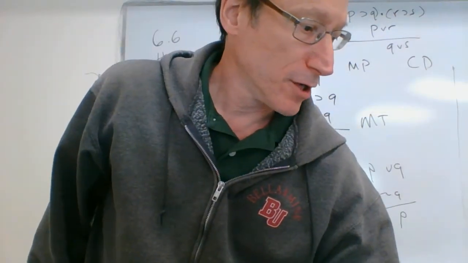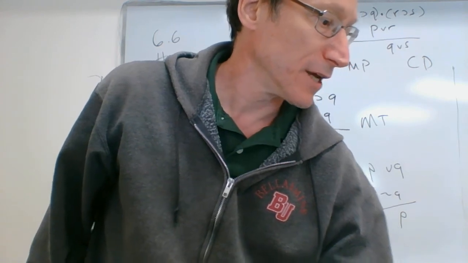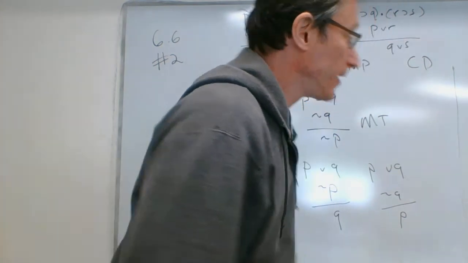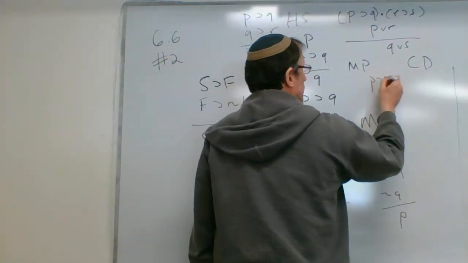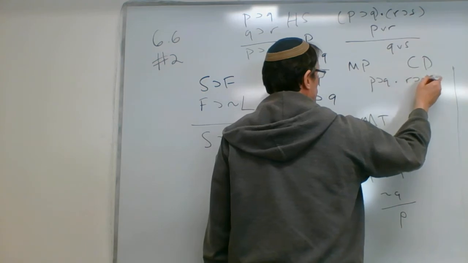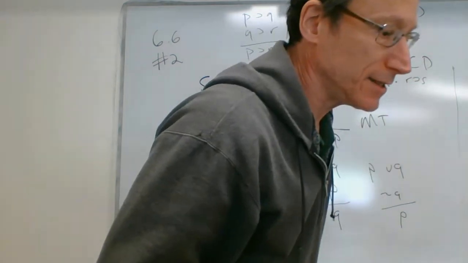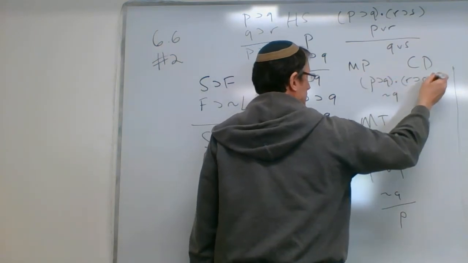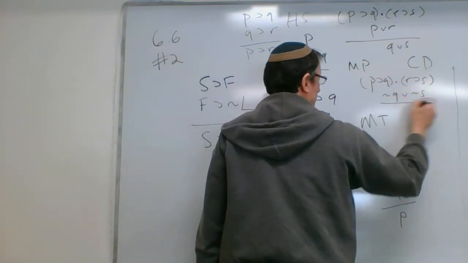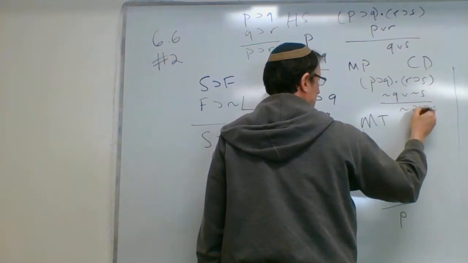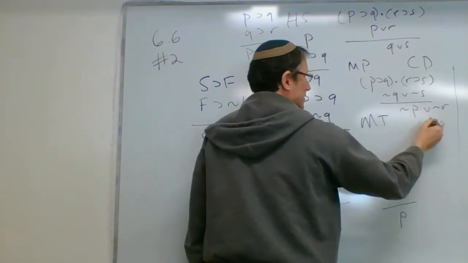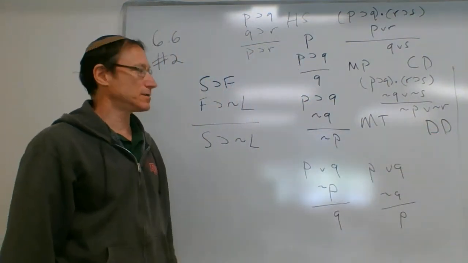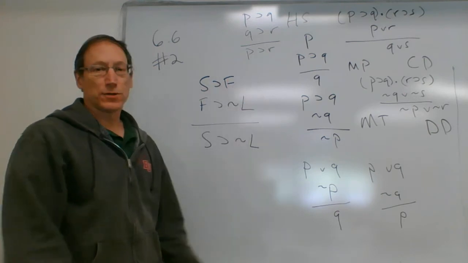Those are the valid argument forms. You also have destructive dilemma. Destructive dilemma is where you have P horseshoe Q and R horseshoe S, and then you have a disjunction with the negations of the 2 consequents, and then the inference is to not P or not R. That's destructive dilemma, or DD. Okay, hope you can see all of these valid argument forms. Of course, they are in the book.